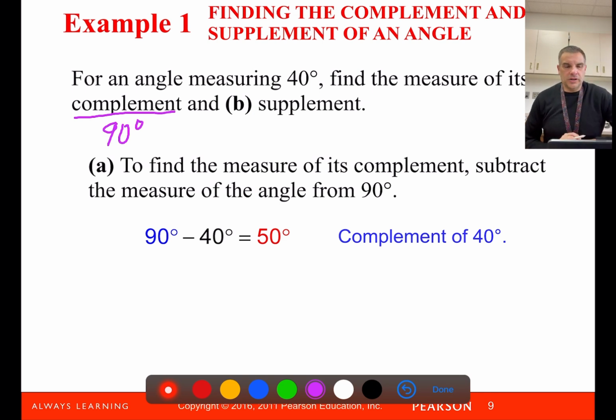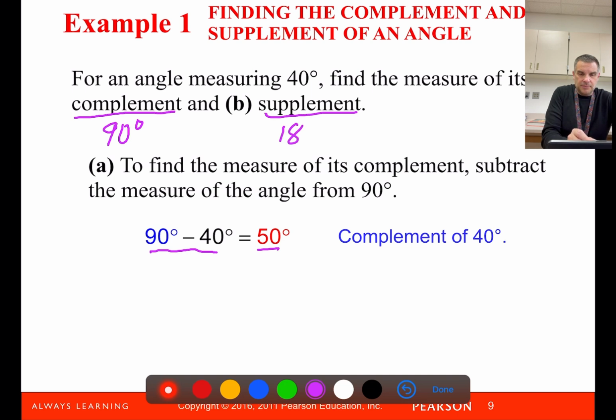When you're finding the complement of an angle, you take 90 minus whatever angle they give you, and that's going to be its complement. So in this case, it's 90 minus 40, which equals 50. Supplement means 180.